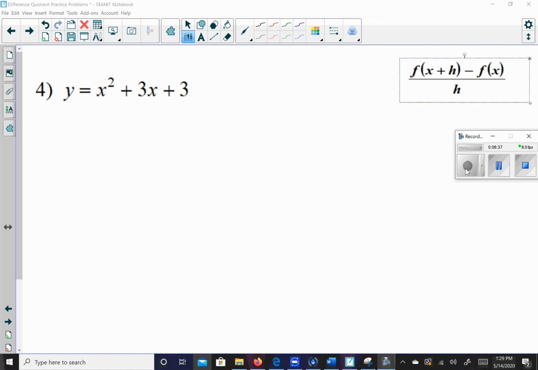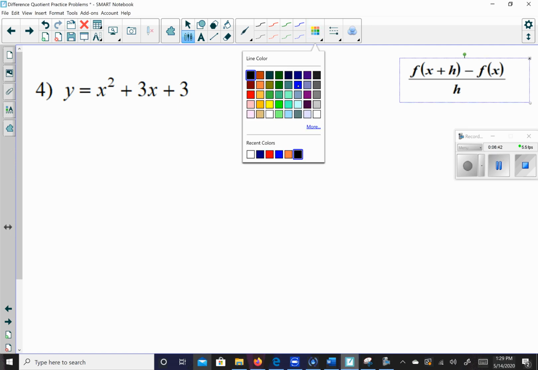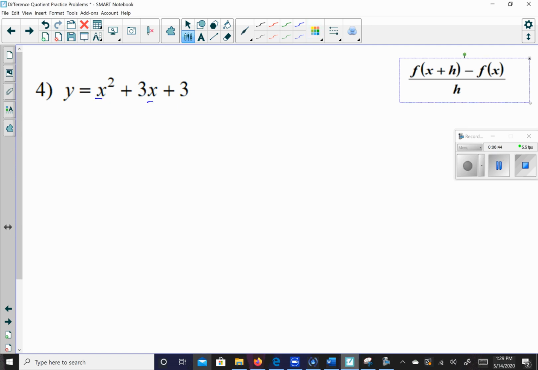Okay, the next one, I have x squared plus 3x plus 3. In this case, I have x twice, so I'm going to have to put that x plus h in the equation twice. It'll look like (x plus h) squared plus 3 times (x plus h) plus 3. That's doing the f of x plus h.